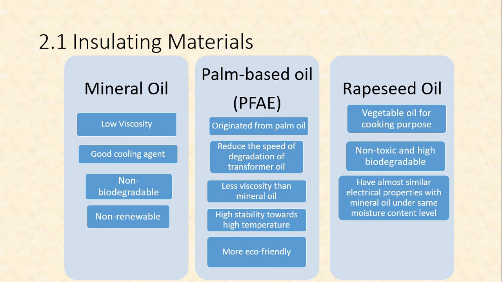It has less viscosity than mineral oil and it also has high stability towards high temperature, so it can reduce the speed of degradation of transformer oil. Next is rapeseed oil. Rapeseed oil is a kind of vegetable oil for cooking purposes. It is non-toxic and highly biodegradable. It has almost similar electrical properties to mineral oil under the same moisture content level, so it is suggested as an alternative transformer insulating oil.